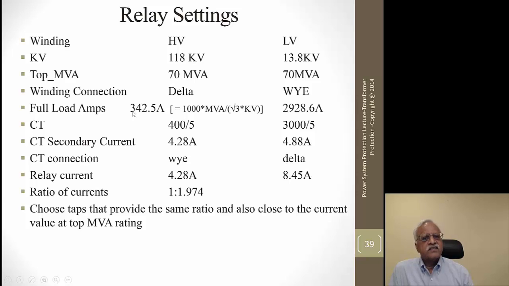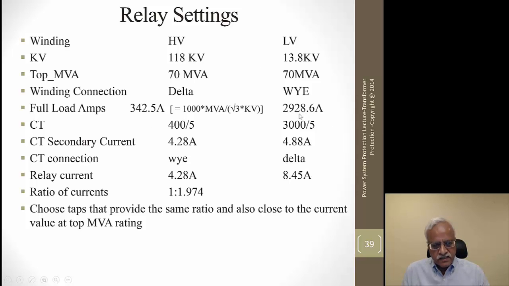The full load current is nothing but kVA divided by square root of 3 times kV, with 3-phase kVA. That is 70,000 kVA. Or you can use a single phase MVA of 70 divided by 3, and then divide by the phase to ground voltage, and I get the current, which is 342.5. And then you find the full load current on the low side, which is 2929.